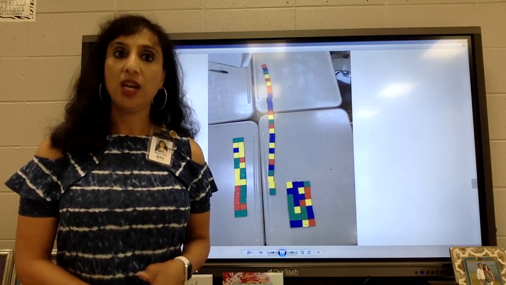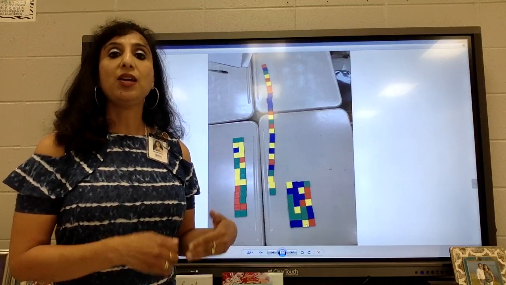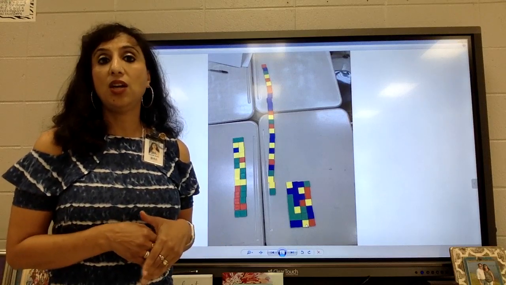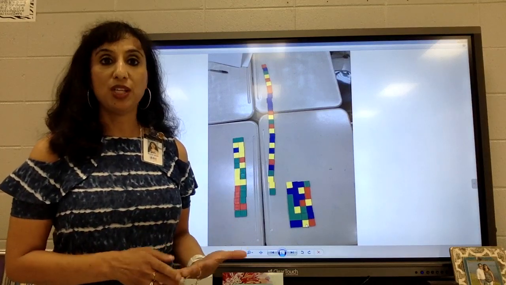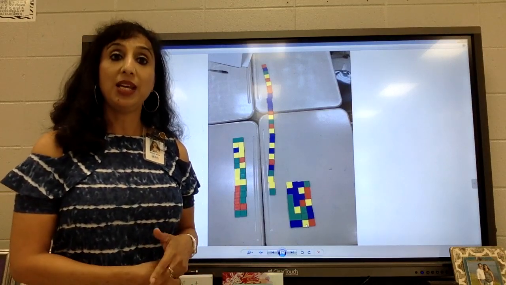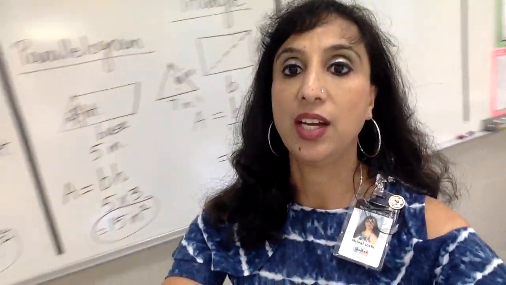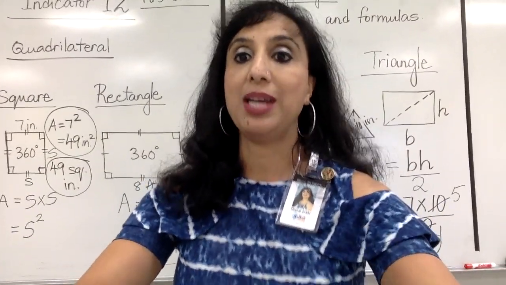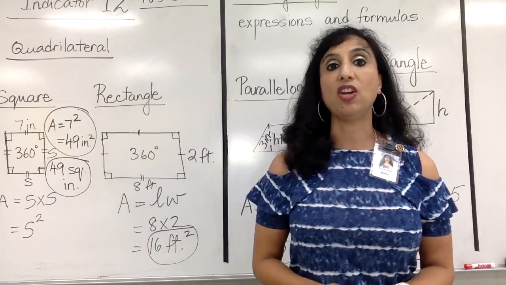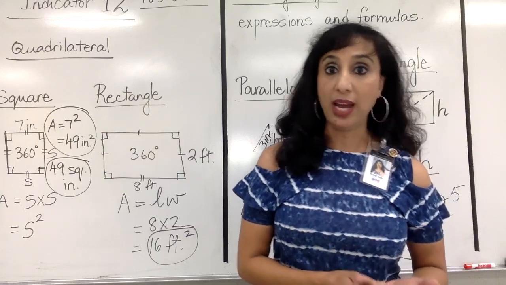So I just want to show you the correlation between the formula and why, instead of counting all those things, we have a formula. Because a formula is making your life a lot easier rather than just imagine going around the United States and trying to find the entire area of the country by counting square units. My gosh. So to prevent all this, the formulas make your life a lot simpler.